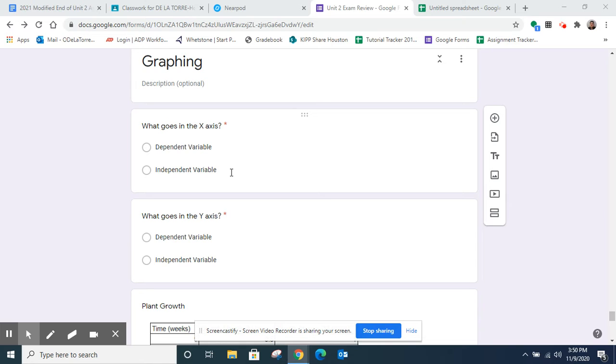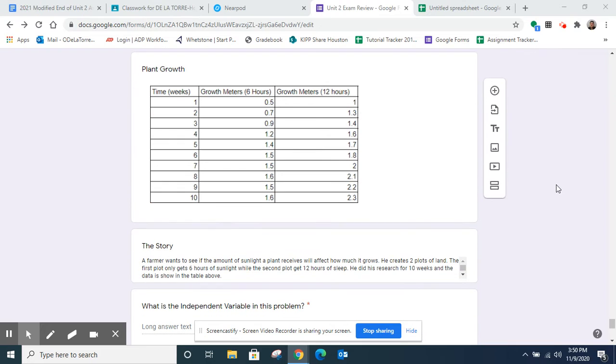On the other hand, your y is going to be your dependent variable. It is 100% affected by your x-axis, by the thing that's in your x-axis. But we're going to work through an example, and you're going to see exactly what I mean by that in a minute. So here we go.